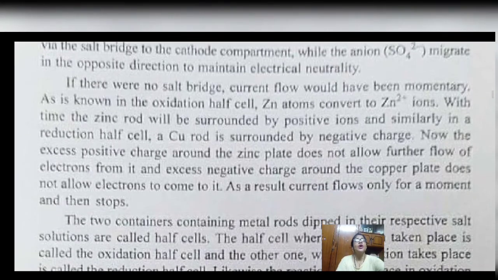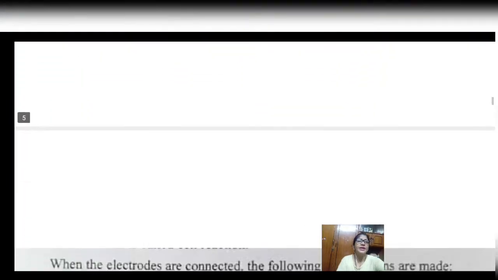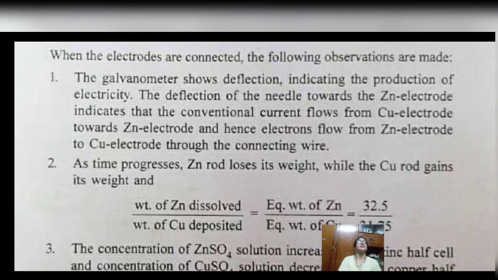Now what are the observations we can find during the working of the galvanic cell? We will find that the galvanic cell is working fine, but even after inserting the salt bridge, at some point of time, after some time, the salt bridge will stop working.